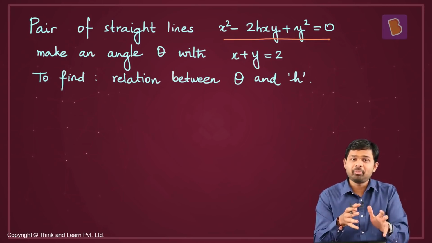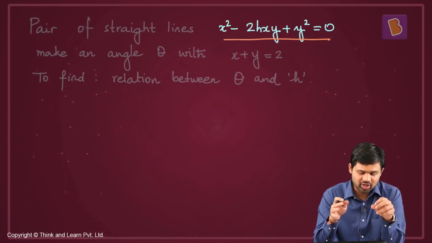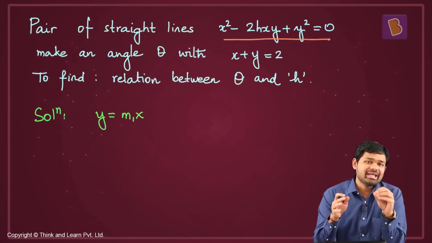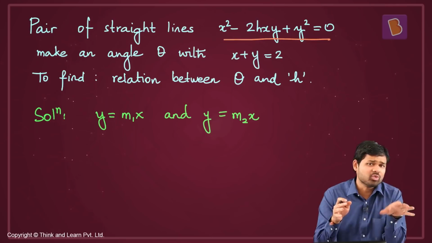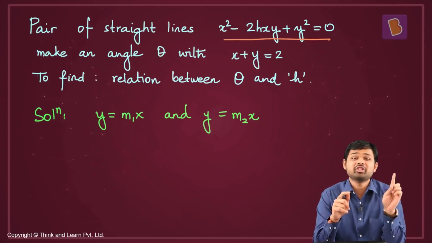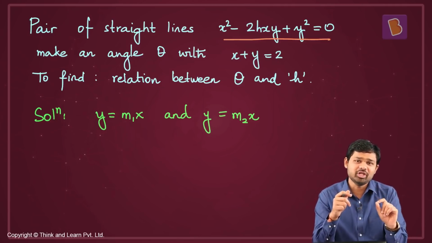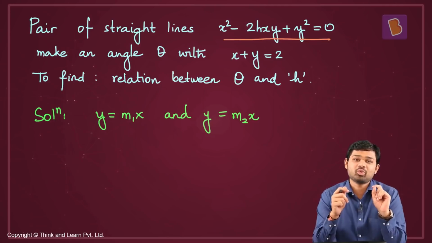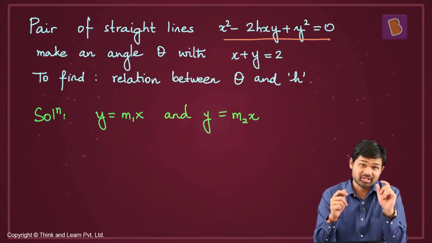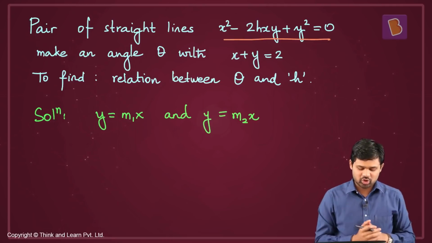Let's consider the components of x square minus 2hxy plus y square equal to 0. So the components are going to be y equal to m1x and say y equal to m2x. So this is how I'm going to solve this question. I'm not going to use the formula for the bisector of the angle because that's going to make this question a little more convoluted. I'm going to use this formula, which is y equal to m1x and y equal to m2x being the component lines of the pair of straight lines, and then solve this question.